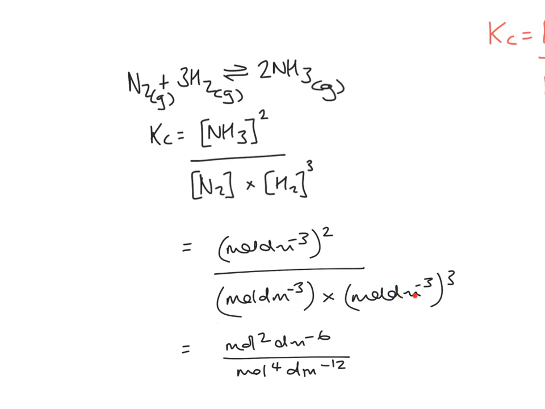And we've got dm minus 3 here, and then we've got dm minus 3 here. So collectively, there's 3 lots of those. So that's minus 9. Minus 3 is the minus 12. And then what we do is we basically cancel down. So mole 2 can go off the top line, leaving mole 2 on the bottom line. dm minus 6 can cancel out of there, leaving minus 6. So our new equation is going to be mole 1 over mole 2 dm minus 6.